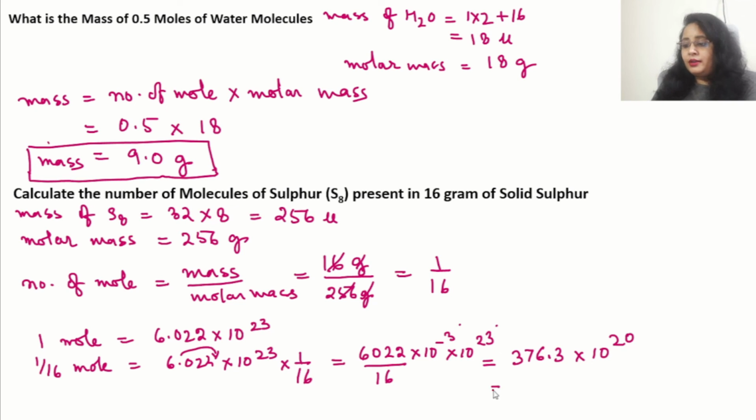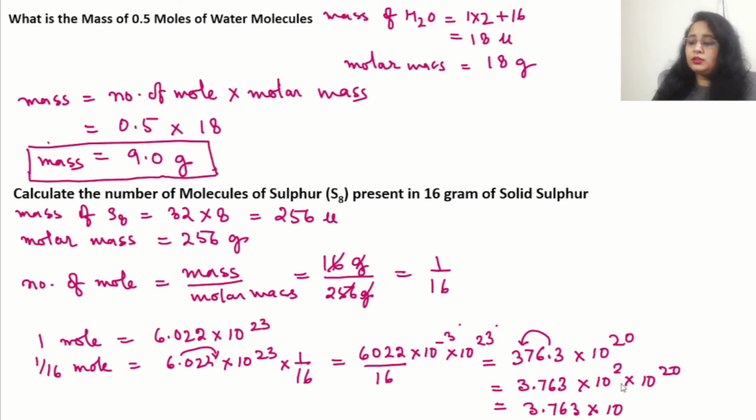Now again we can write this after moving the decimal leftward. It will become 3.763 into 10 to the power. Now leftward moving is 2 steps, means plus 2, into 10 to the power 20, which is already written. So the final answer will be 3.763 into 10 to the power, now 20 plus 2, that is 22. This is the number of molecules which are present in 16 gram of solid sulfur, and this is the answer for this question.